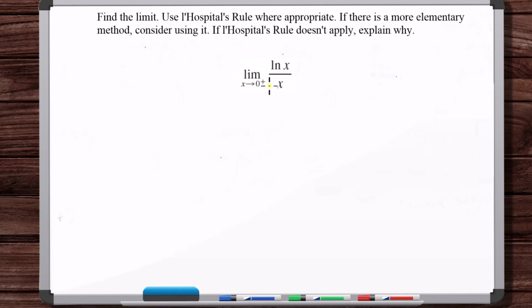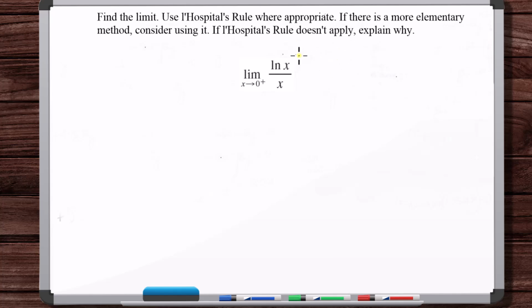Okay, the limit as x approaches 0 from the right of natural log of x over x. Remember, when it comes to L'Hopital's rule, x can be approaching anything: infinity, minus infinity, a one-sided limit, it doesn't matter. But again, we might not even be dealing with L'Hopital's rule here.